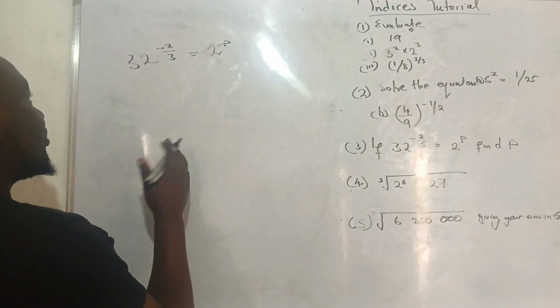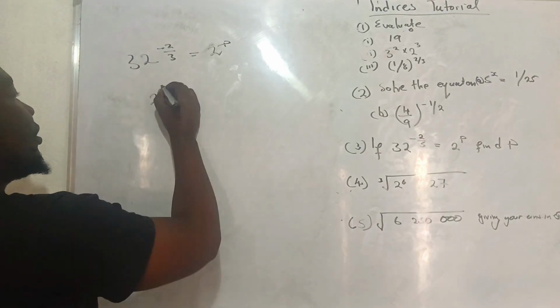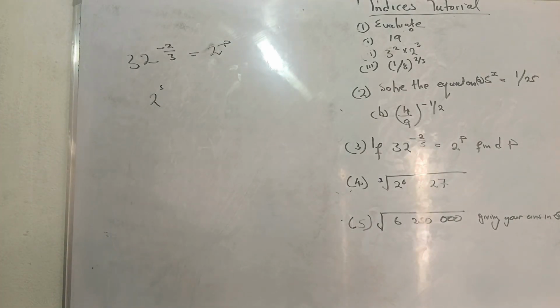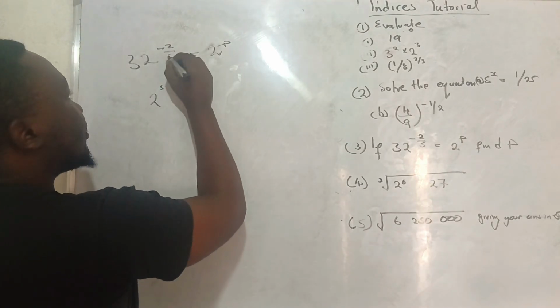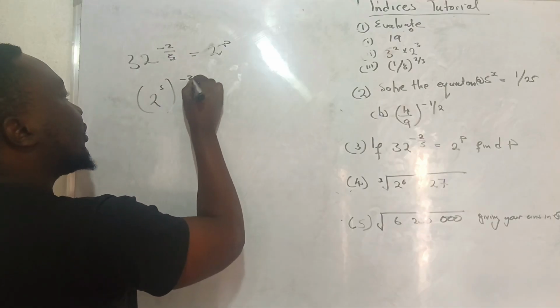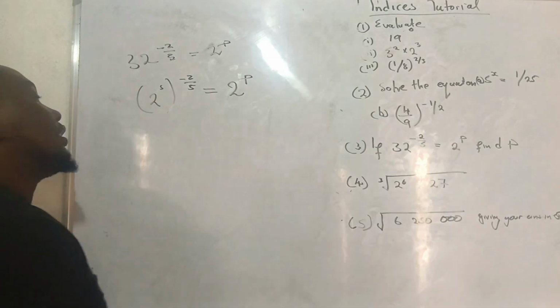Maybe if I don't, there's no need to remove it. So this is 2 to the power 5. That's it, 2 to the power 5, right? Yes, 3, 4, 5. 2 to the power 5, and this is 5 here. 2 to the power 5 multiplied by the power is equal to 2p.